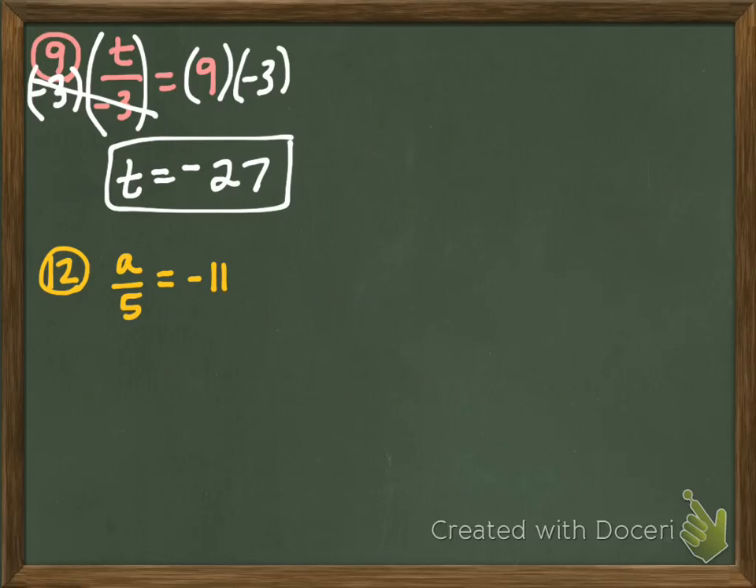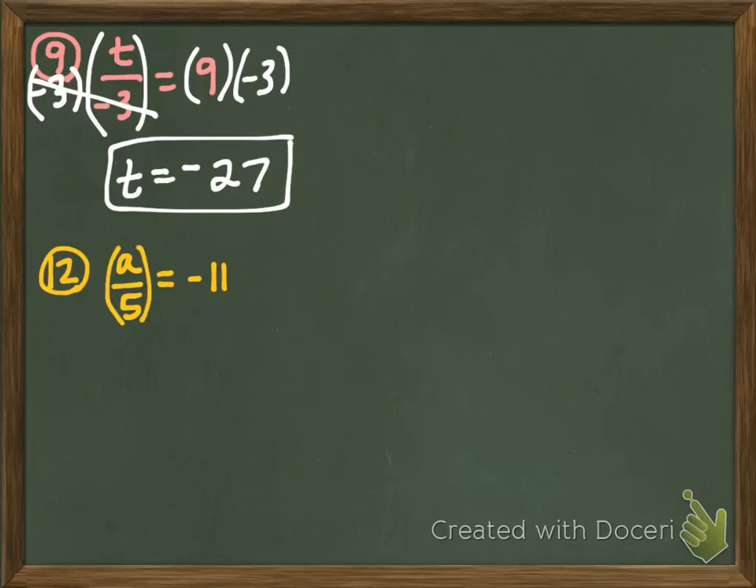The 5. Why? Because it's in the way. Because it's attached to the variable, right? Okay. Attached is a safe word. All right. What operation is that? That's division. And what is the inverse operation? Multiplication. So we're going to multiply both sides by 5.